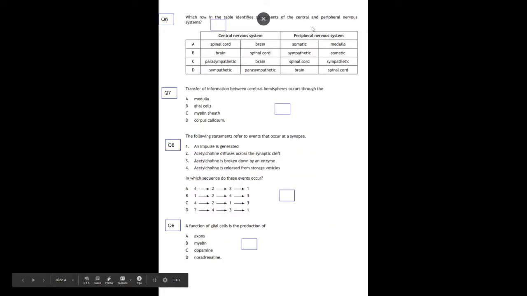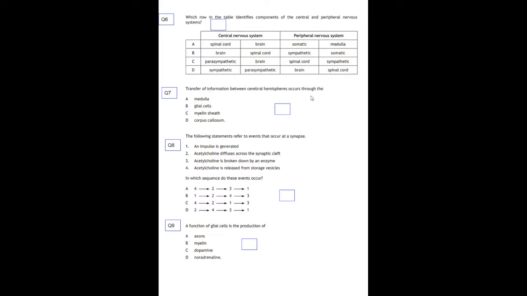Which row in the table identifies components of the CNS and PNS? This one's actually very tricky because one set of the pairs aren't the proper pairs. So brain and spinal cord, fine, those are the CNS, so it's A or B. But then you would expect parasympathetic and sympathetic and somatic and autonomic. Those are not some of the options. However, somatic and the medulla could be considered, obviously part of the autonomic. So I would say A is the answer to this one.